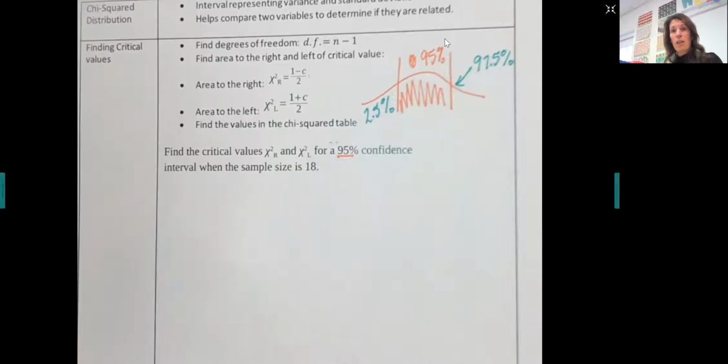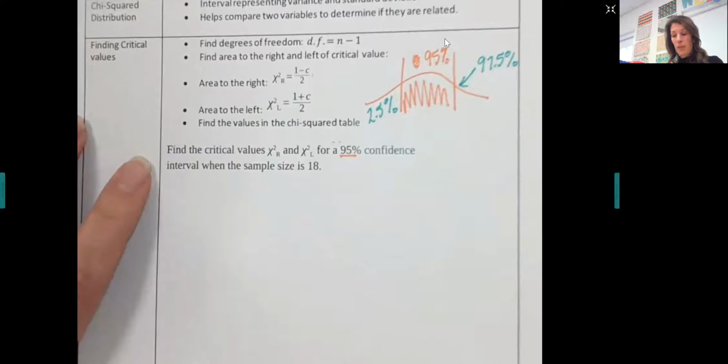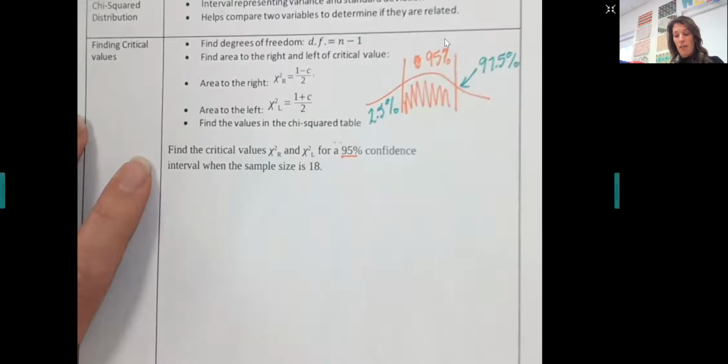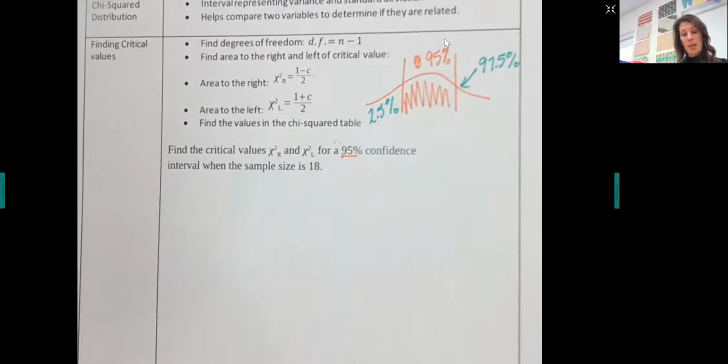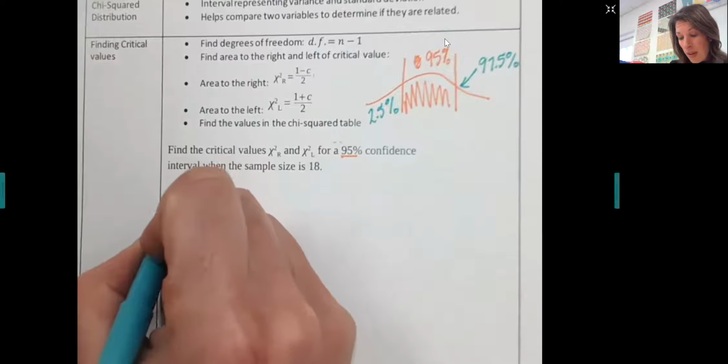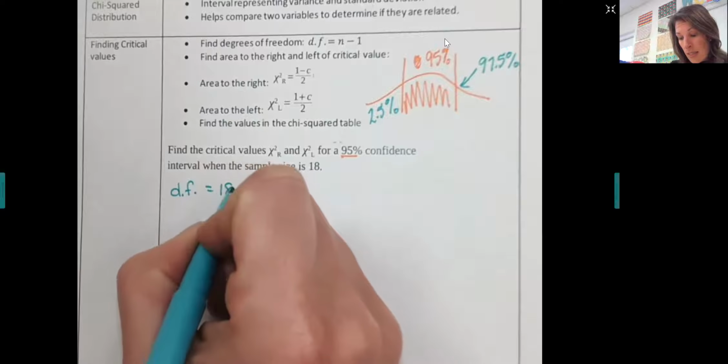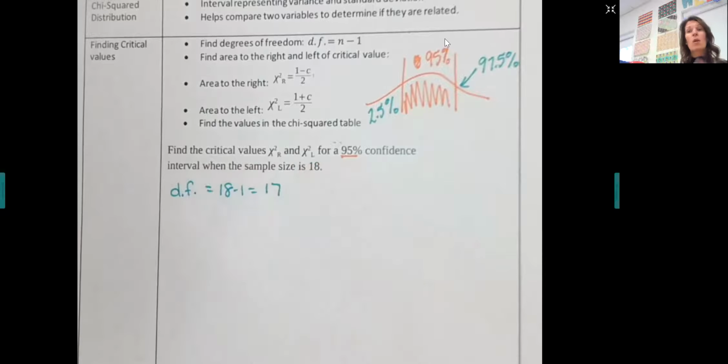So let's look at our first one. It says find the critical values for my right and my left for a 95% confidence interval. Well, my sample is 18. That means I have to find my degrees of freedom: 18 minus 1, or 17. We did this when we did t-distribution. Don't ever forget to do your degrees of freedom, or we're going to be massively wrong.